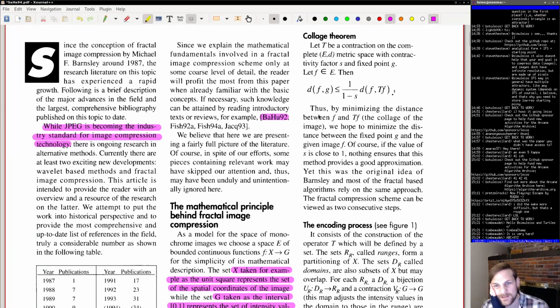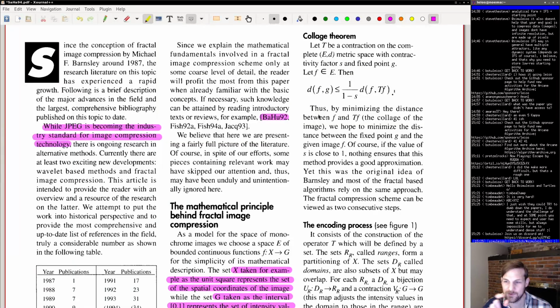So the Collage Theorem. Let T be a contraction on the complete metric space ED with a contractivity factor S and the fixed point G. Let F be within E.